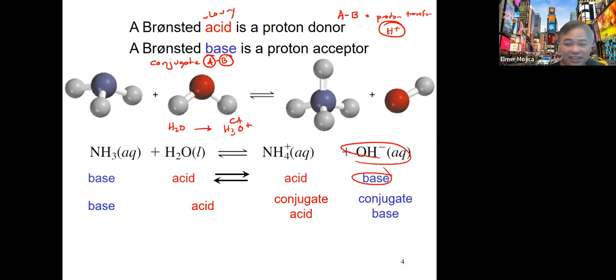Now, some can act as an acid and a base, just like water. And you call this an amphiprotic substance or amphoteric substance. So amphiprotic or amphoteric, they can act as an acid or a base, depending on what the other species is. Okay? So we're done with the nature of acids and bases.